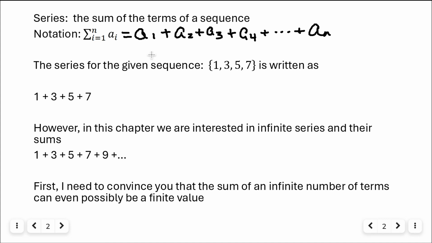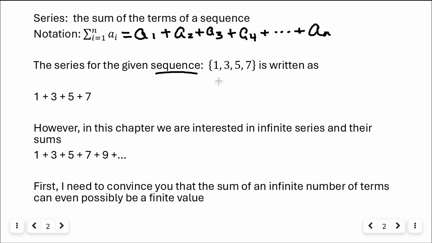But the important thing to understand here is that now we're adding the terms. Okay? In a sequence, right, we're listing them with commas. But in a series, we're going to add those numbers. Okay, so the series for this sequence would be 1 plus 3 plus 5 plus 7. We're adding them, not listing them with commas in the middle.